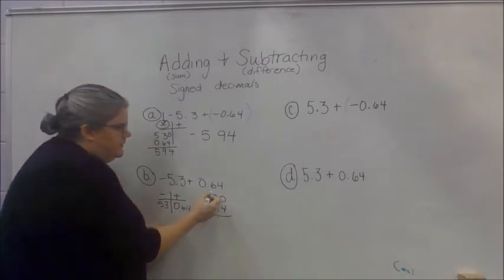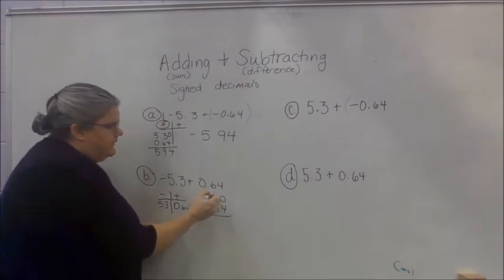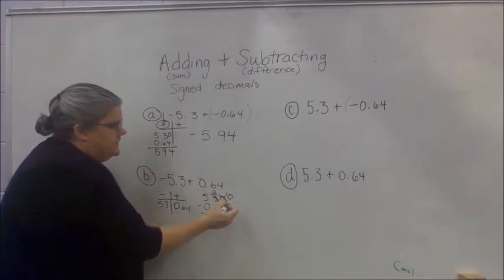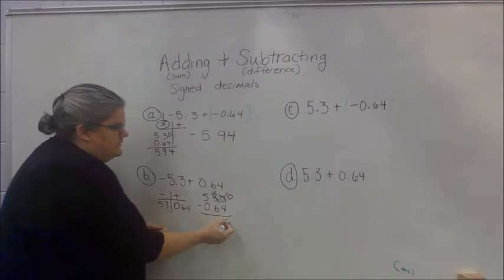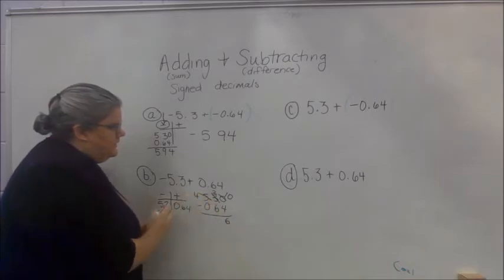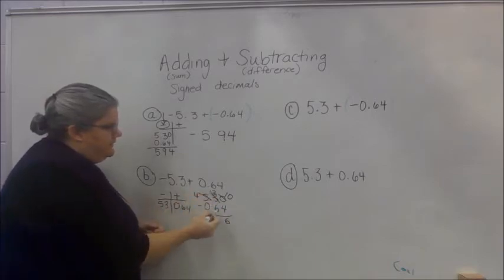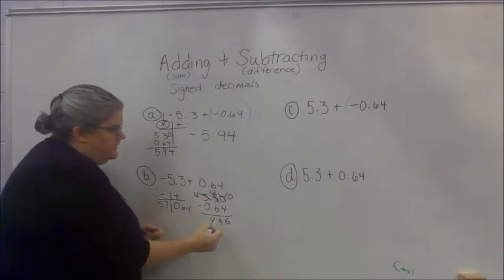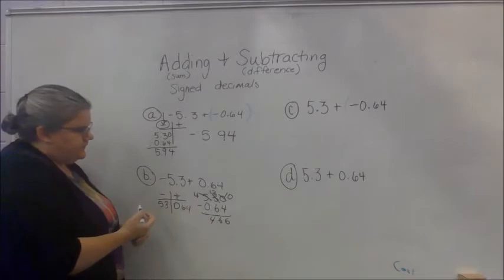I'm going to borrow here. That becomes a 2, this becomes a 10. So that's 6. I'm going to borrow again. That becomes 12 minus 6, which is 6. And then the 4, and I'm going to bring the decimal straight down.